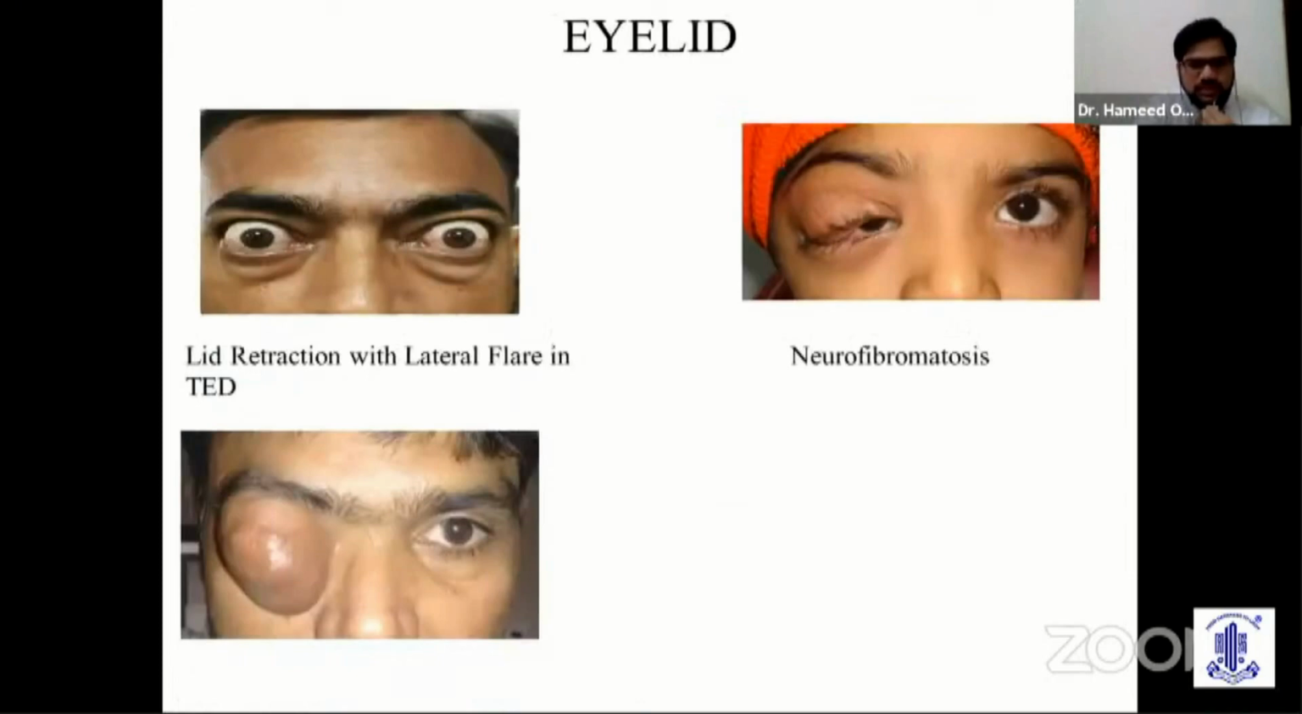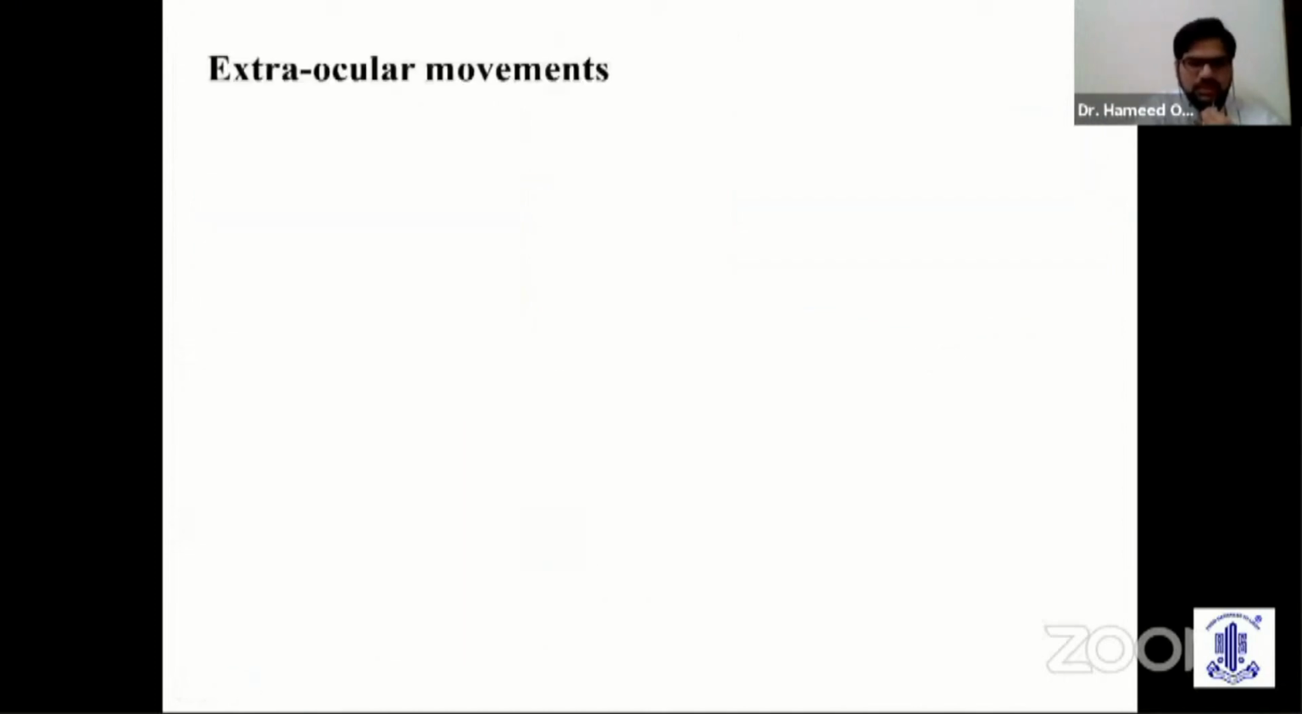Then in the eyelid, it is very important to look for the signs of thyroid eye disease, since it is the most common cause of proptosis in adults. We look for the signs of lid lag, lid retraction, or lateral flare. In a case of neurofibromatosis or lacrimal gland lesions, you can come across an S-shaped deformity of the upper eyelid. Or if it is a very long-standing lesion, you can see an increase in the vertical lid height as well. And in some cases, like metastatic neuroblastoma, you can have recurrent ecchymosis of the eyelid as well.